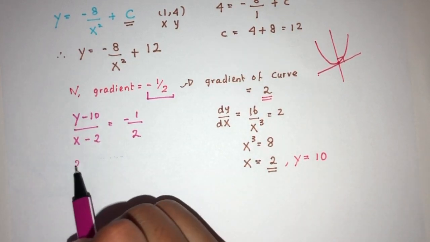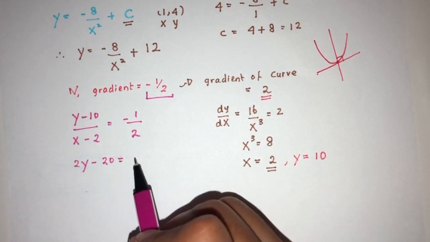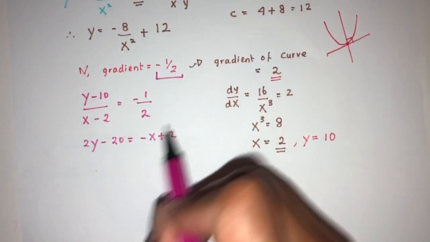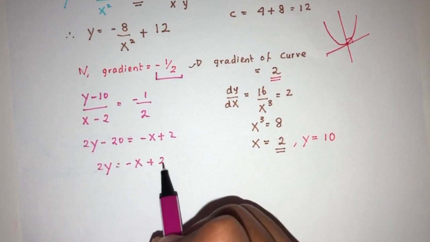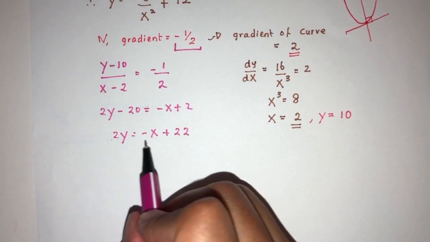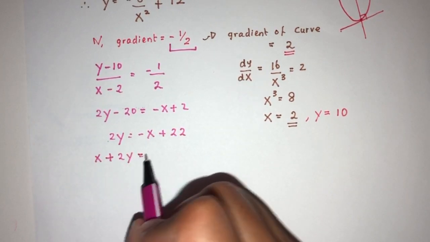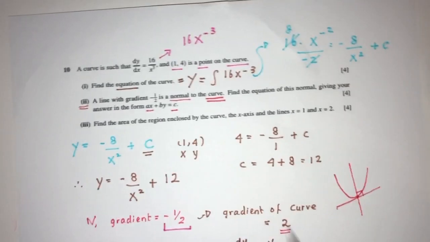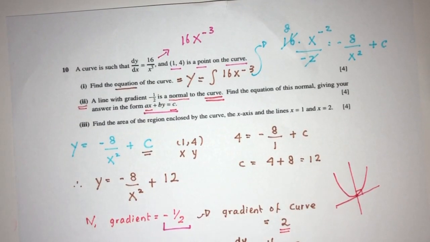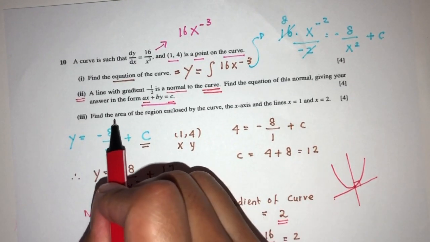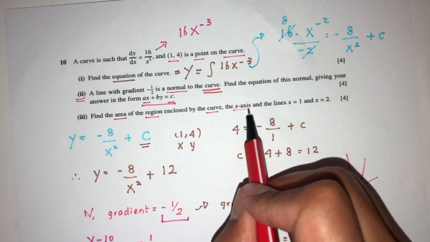Cross multiply, you will have 2y minus 20 is equal to minus x plus 2. So 2y has to be minus x plus 22. And then finally we have to send this over here, becomes x plus 2y has to be 22, shown as required in this form. Last one, we have to find the area enclosed by the curve, the x-axis, and the line this and this.